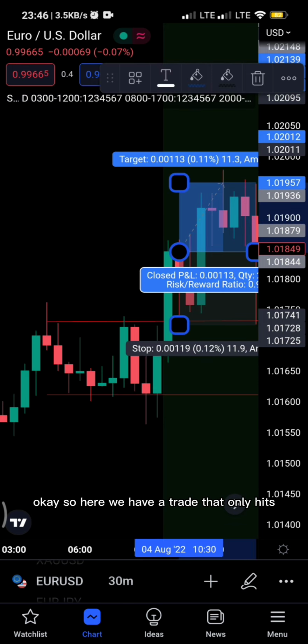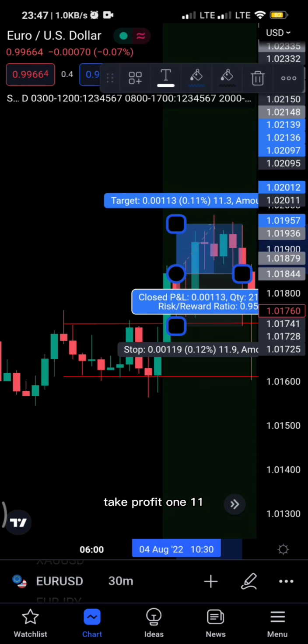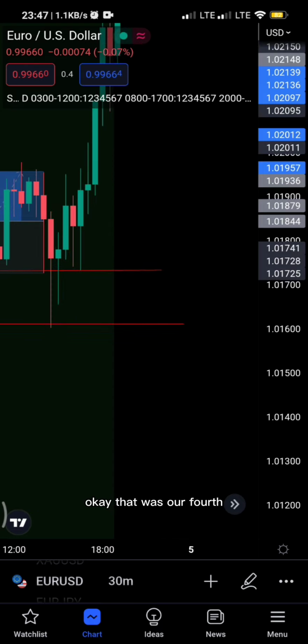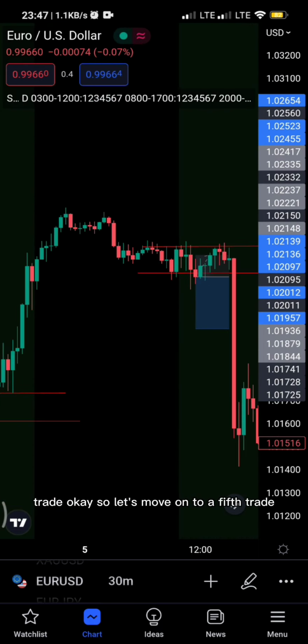Okay, so here we have a trade that only hit take profit 1. Stop loss was 11, take profit 1 was 11. You want to have a favorable risk to reward ratio of at least 1 to 1. Okay, that was our 4th trade. So let's move on to our 5th trade.